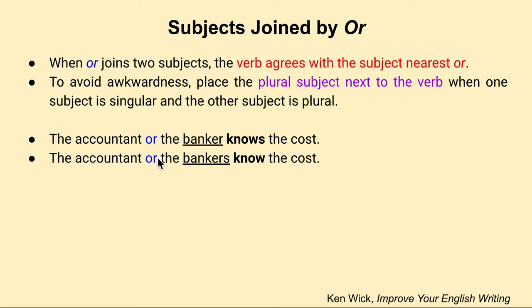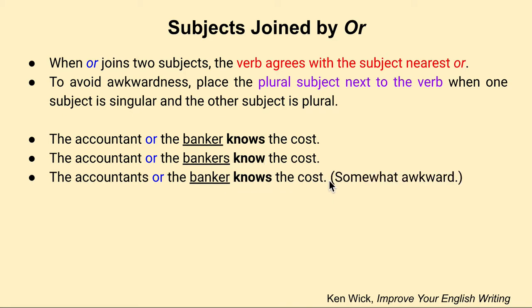The accountant or the bankers know the cost. So same sentence, but here I've changed the banker to bankers, and per the rule, the verb agrees with the subject closest to or. So therefore, it is bankers. Bankers is plural, so we use a plural verb. The accountant or the bankers know the cost.